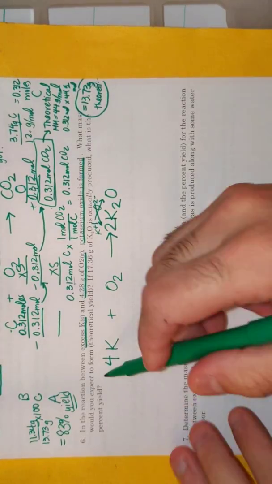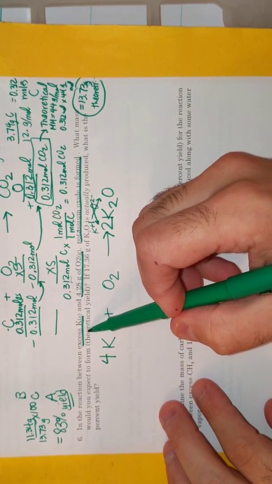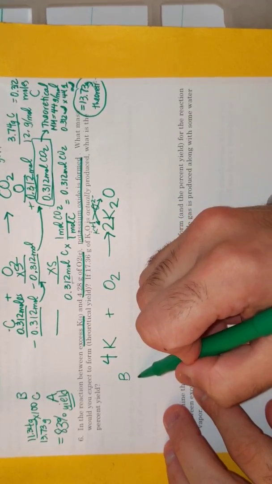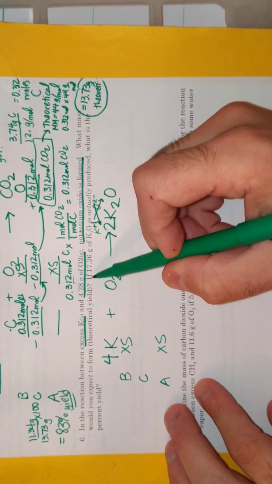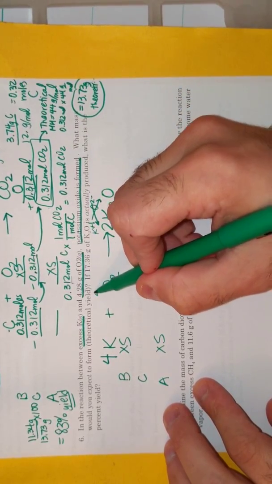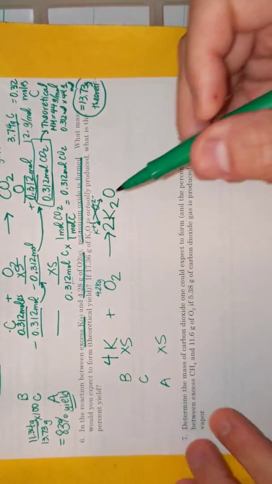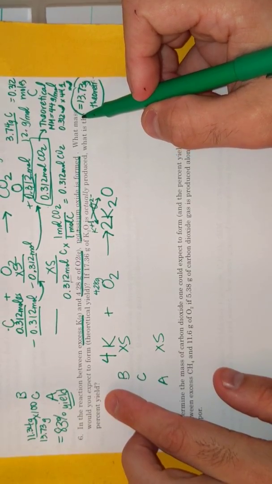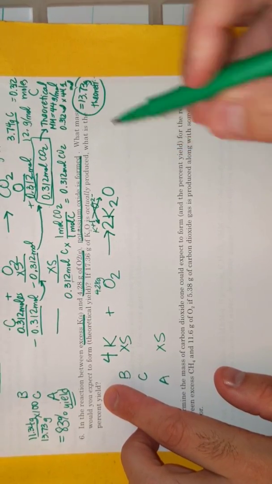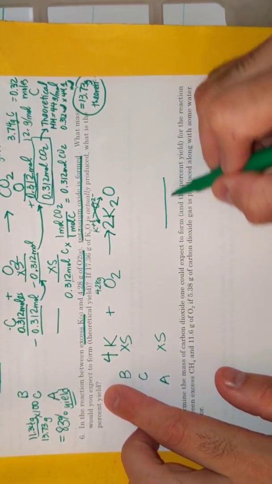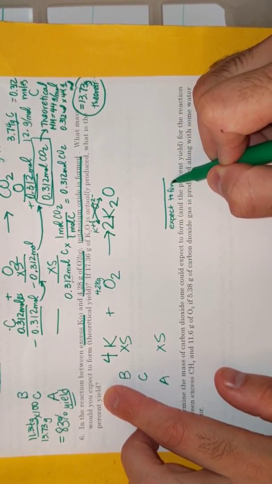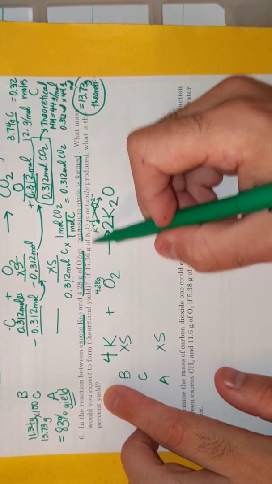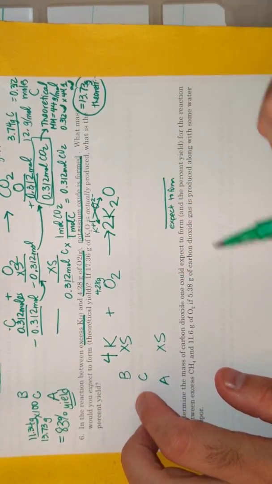Okay. Reading the question again, it says, in the reaction between excess K, so I could do B, C, A. It says it's in excess, so I'll write excess, and 4.28 grams of O2. I'm going to have to convert that to moles later. What mass would you expect to form? That's going to come from the BCA table. So this is the expect to form. If 17.36 grams of K2O is actually produced, what is the percent yield?